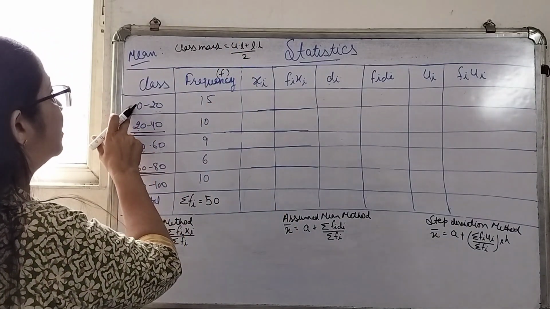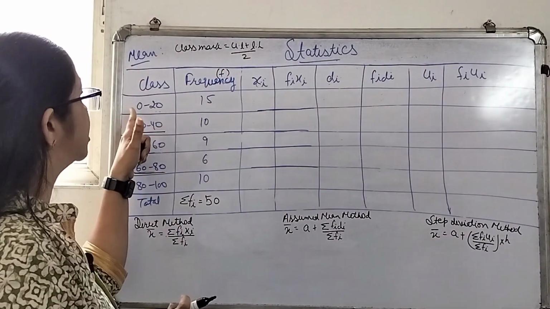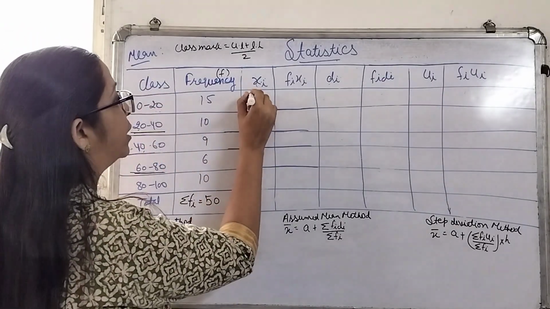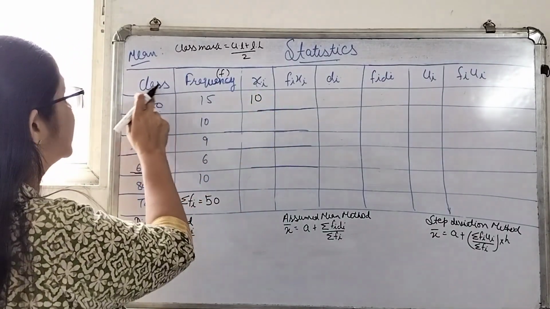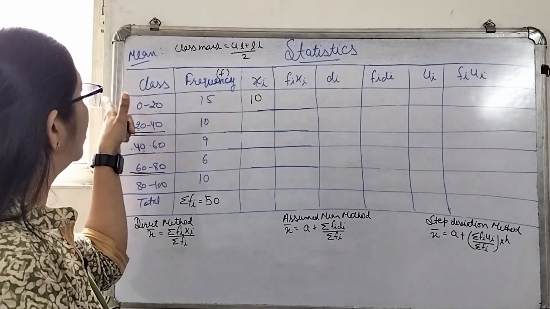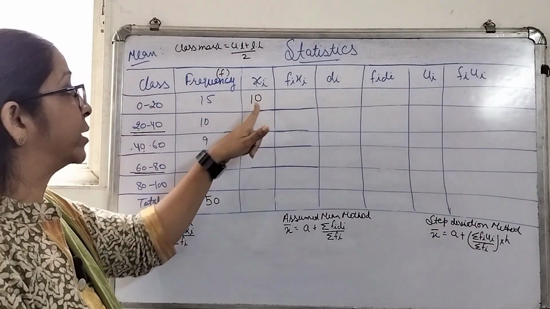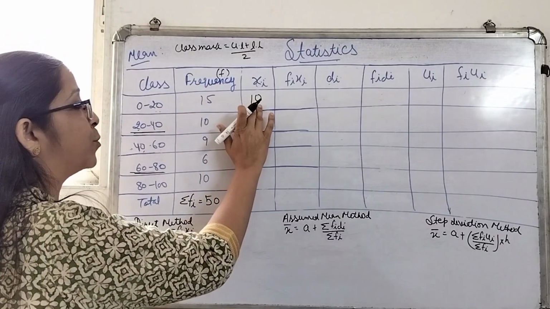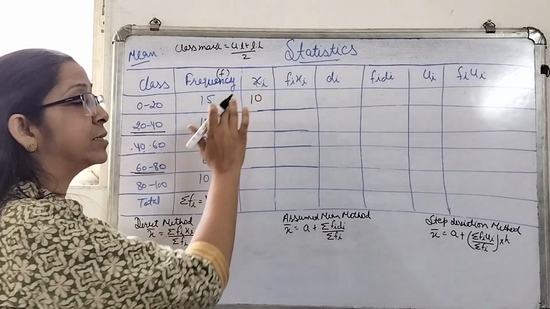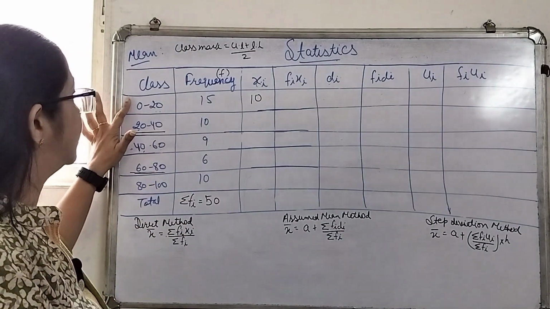So here the lower limit is 0, upper limit is 20. So 0 plus 20 will give us 20. 20 divided by 2 will be your 10. So for this class interval, class mark is 10. That means the whole class interval is centered at this point. The whole frequency is centered at this point, and this is representing the whole class interval. This point 10 is representing the whole class interval.